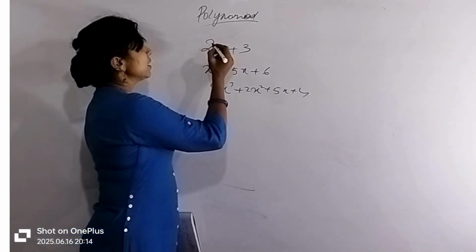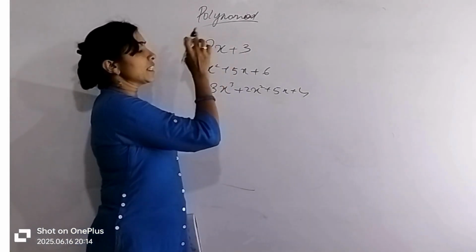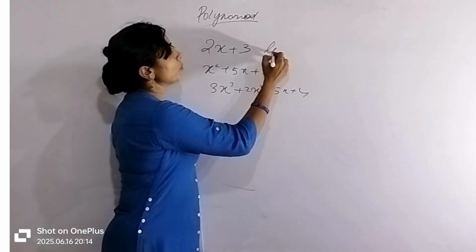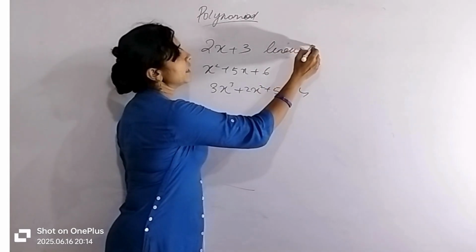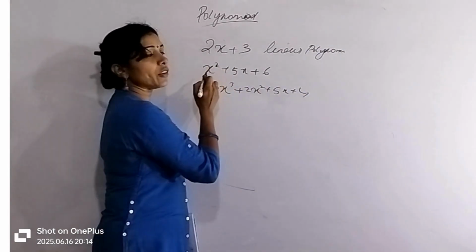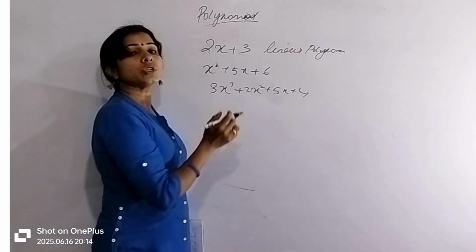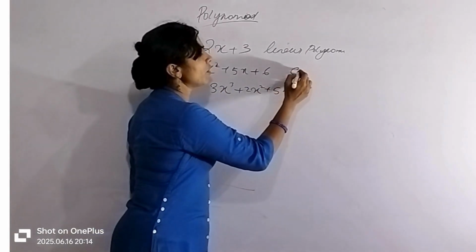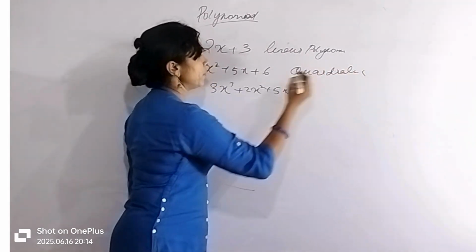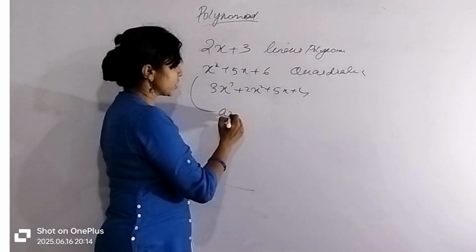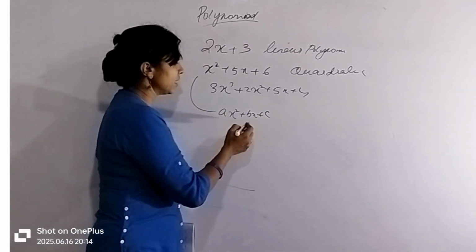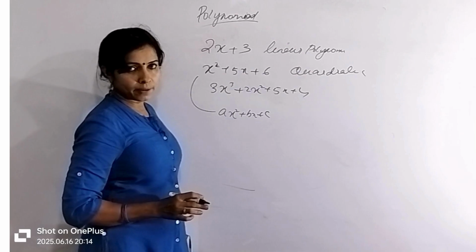Here, degree means what is the power of x? Here the power of x is 1. So we can call it a linear polynomial. Then here the power is 2. So we can call it a quadratic polynomial. You have learned what a quadratic equation is. So our basic form is ax square plus bx plus c.